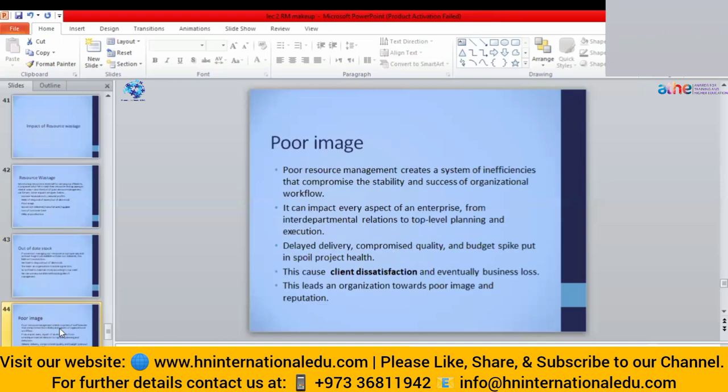Poor image. Poor resource management creates a system of inefficiencies that compromises the stability and success of organizational work. Sometimes when you are going towards a loss or you are not good at managing your stock, your image is not good in the market, so it can impact every aspect of the enterprise, from interdepartmental relations to top level planning and execution. So no one is ready to work with your organization.